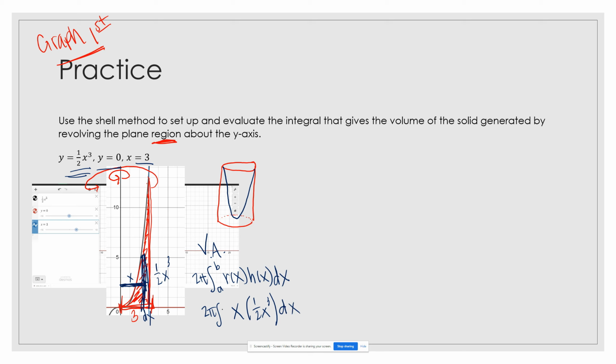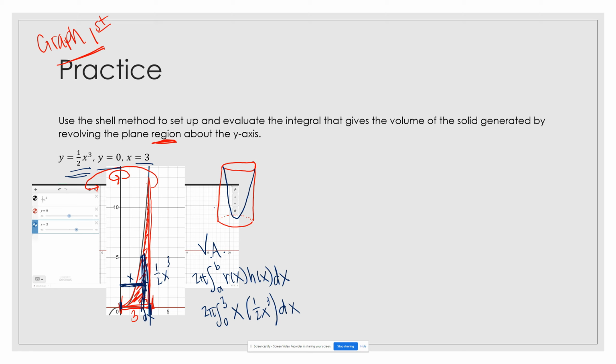Now we need to figure out our bounds. We are integrating with respect to x, and so we want to know what is our lowest x value for this region and what is our highest x value for the region that we're rotating around. So our lowest x value is 0 and our highest x value for the region that we're rotating around is 3. So we're going to go from 0 to 3.